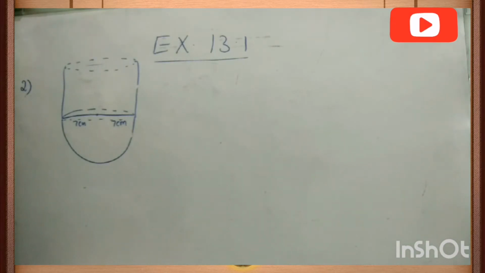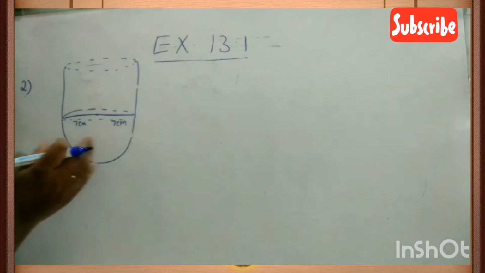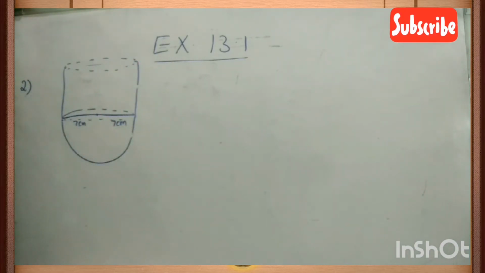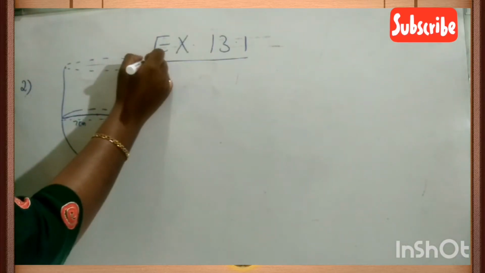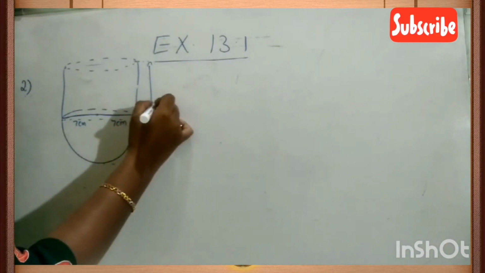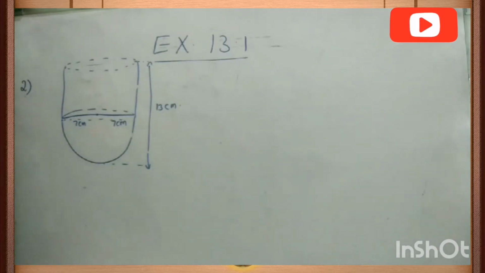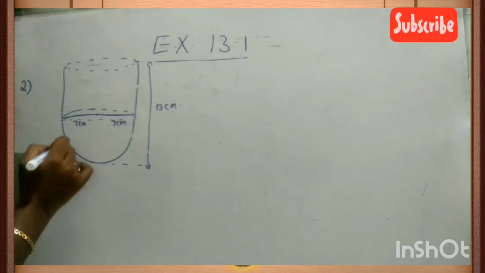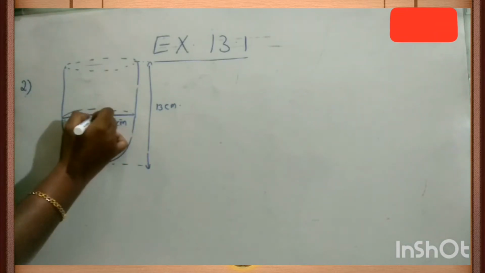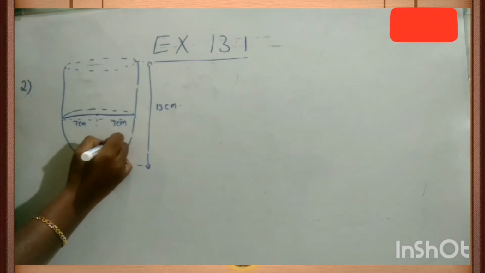And one more piece of information is given: the height of the vessel is 13 centimeter. This is the shape of our vessel. We have one hemisphere, and on the top of that hemisphere we have one hollow cylinder. The total height of the vessel is given, that is 13 centimeter. Now, in this hemisphere, since the radius is 7 centimeter, this is also the radius, and that is also 7 centimeter.